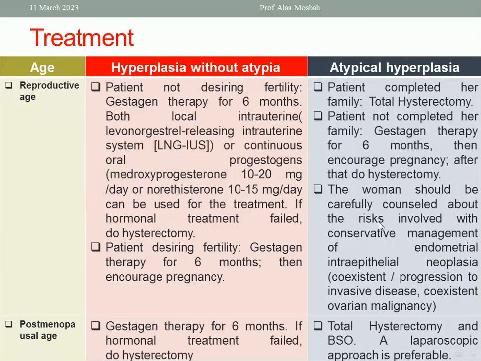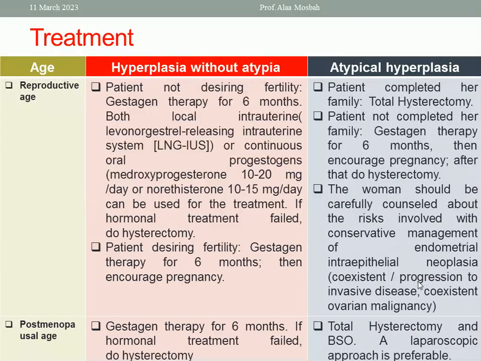But if she has not completed her family, this is a matter of question, because there is risk for atypical hyperplasia to proceed to endometrial carcinoma. But the patient wants to preserve her uterus for fertility. She wants to be pregnant. So you should give her gestagen therapy, as mentioned before, for 6 months. Then after regression of endometrial hyperplasia, go on immediately to encourage pregnancy. Okay?